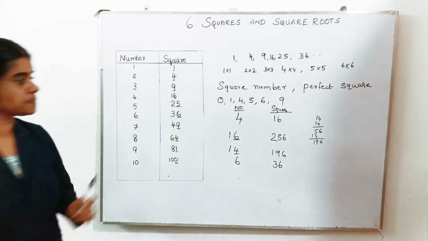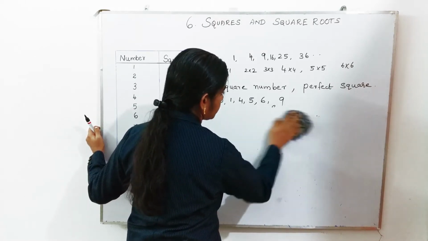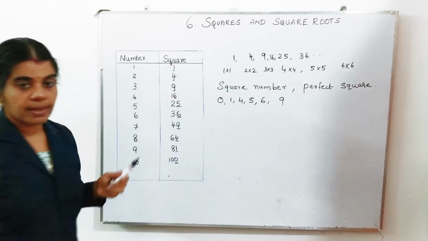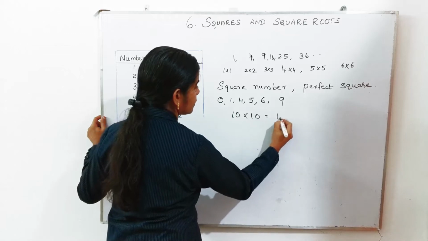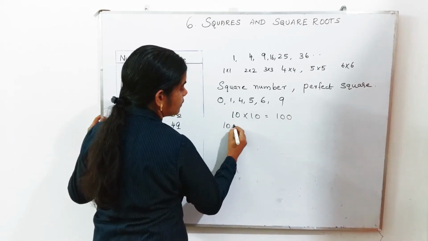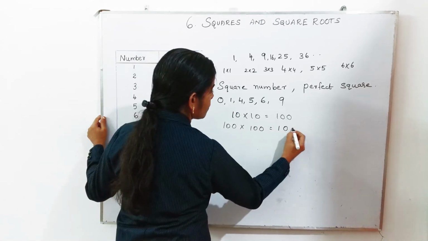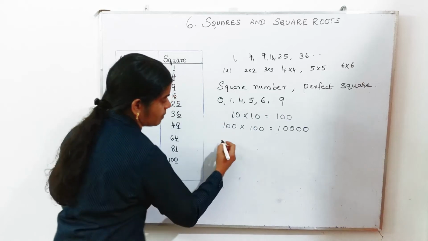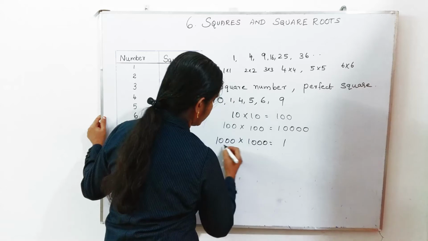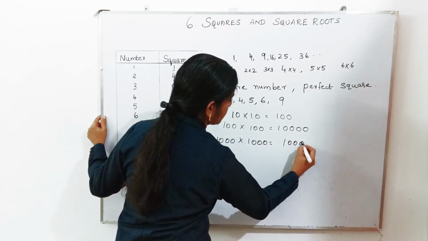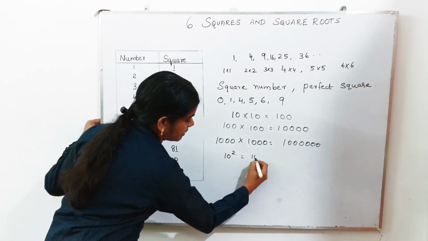Next I am saying about the zeros. Just look, 10 into 10 you already know will be 100. Then what will be 100 into 100? How many zeros will be there? 1, 2, 3, 4 zeros will be there. Then 1000 into 1000. How many zeros will be there? 1 with 6 zeros.